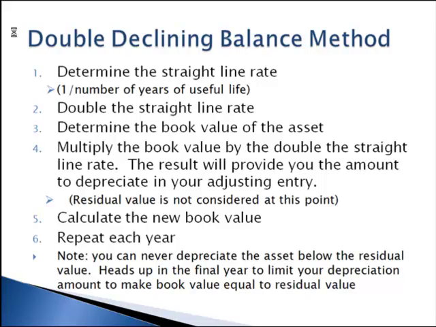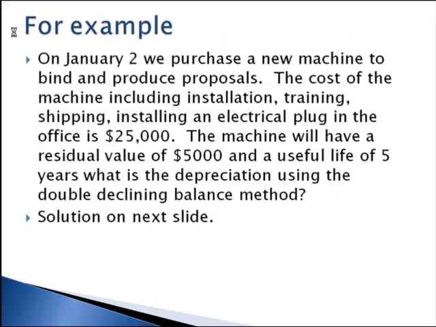Here we go back to our example. Same information as we had before. We bought a machine, cost is $25,000, residual value is $5,000, useful life is 5 years, and we're going to recalculate depreciation on this using the double declining balance method.